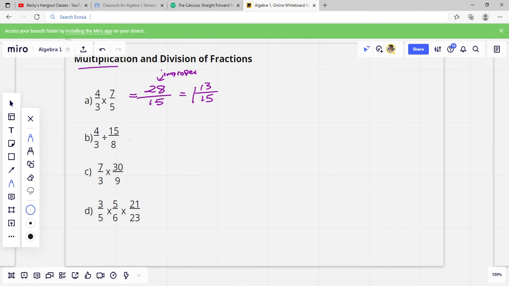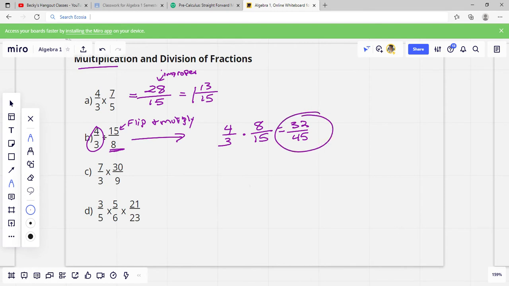All right, when we divide, we're going to have to flip and multiply our second fraction. Okay, so we're going to write 4 over 3. This one stays the same. Our first one stays the same. The second one is the one we flip. So we're going to do times 8 over 15. So we flip that second one. Then we multiply. 8 times 4 is 32. And 3 times 15 is 45. And that won't reduce at all. That's the answer, 32 over 45.